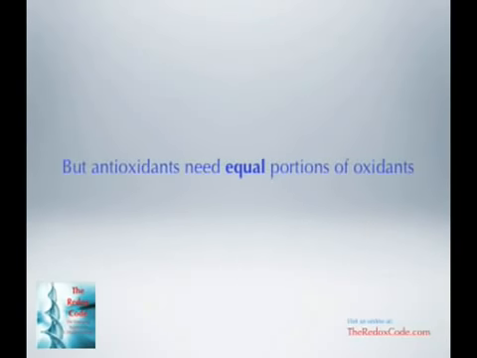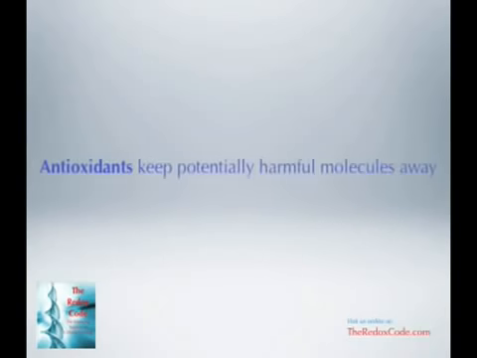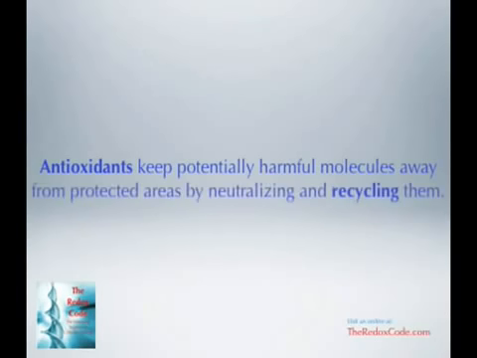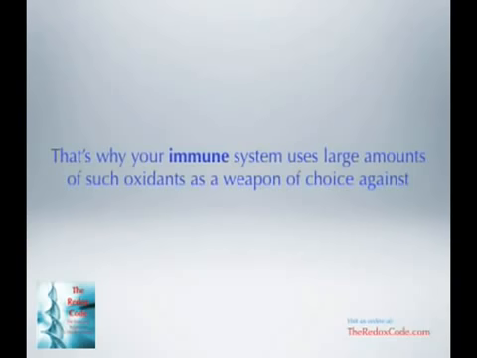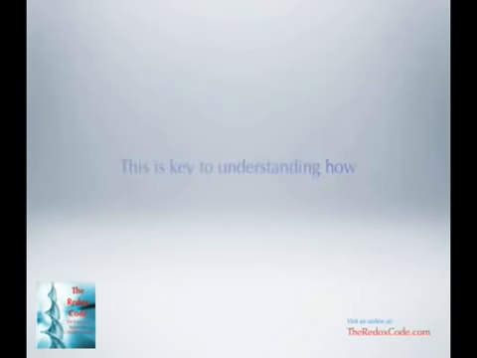But the antioxidants need equal proportion of oxidants and reductants in order to function. So antioxidants keep potentially harmful molecules away from protected areas of the cell by neutralizing and then recycling them. That's why your immune system uses such large amounts of such oxidants as a weapon of choice against harmful invading bacteria and viruses. This is the key to understanding how the body heals itself.